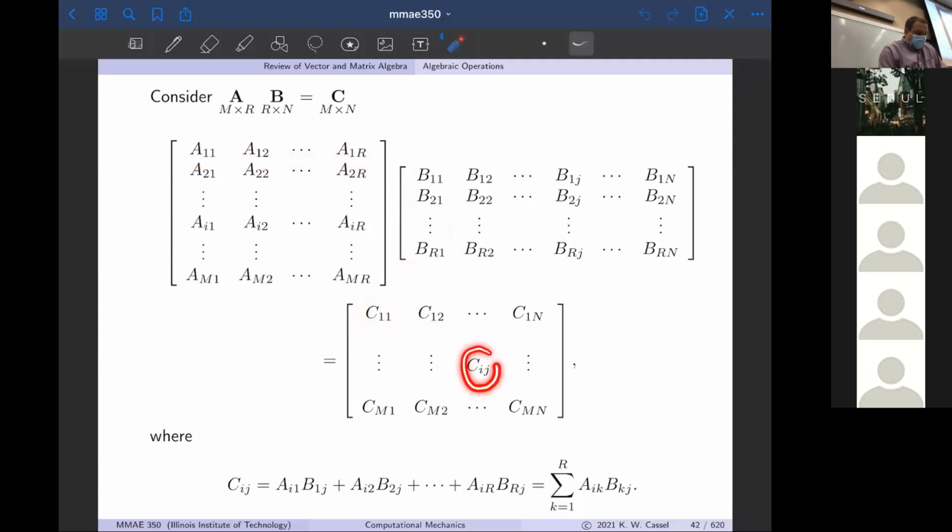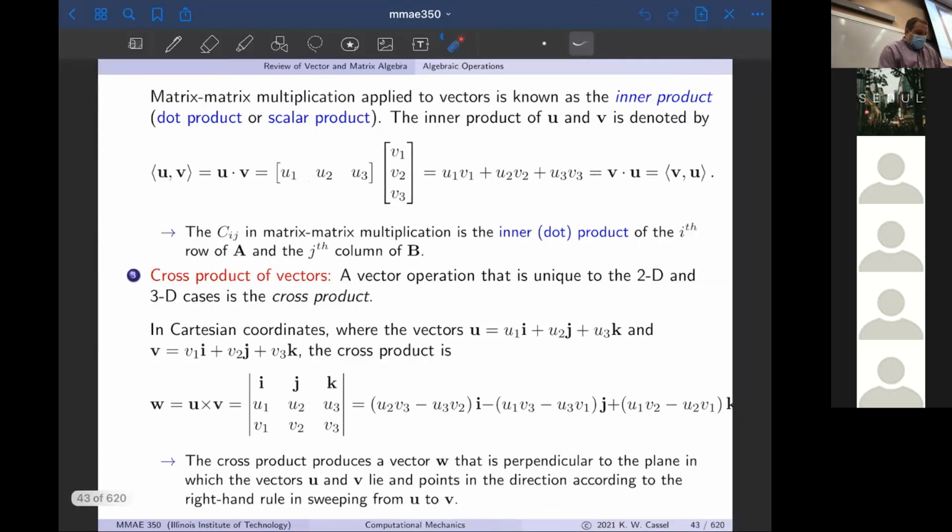So a general Cij, so that's the ith row and the jth column, is the product of all these A's and B's. All the A's on the ith row and the B's on the jth column. Jth column? That sounds strange. So it's this sum. So again, very tedious for matrices any larger than 3 by 3, 4 by 4 kinds of sizes. That brings us to the inner product, or sometimes we call it the dot product, or some people call it the scalar product. I'll usually call it the inner or the dot product.